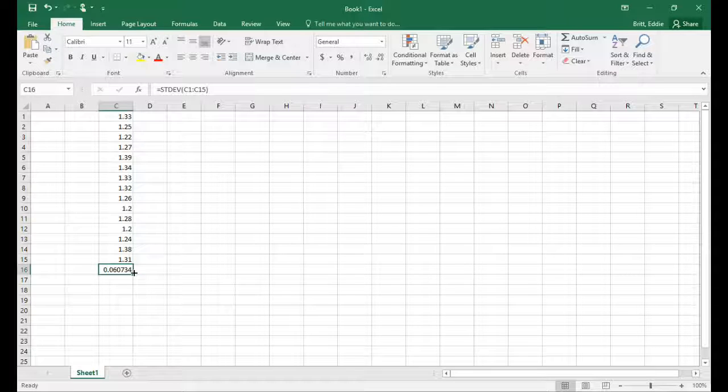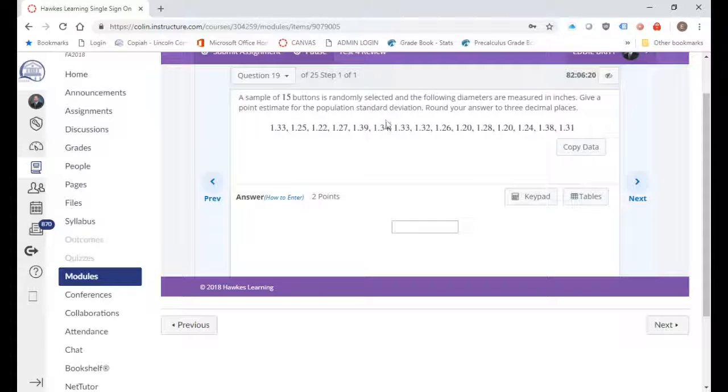Now if you do it out by hand, it's going to take a while. If you do it in a calculator, it doesn't take very long. Once you figure out Excel and you get it to do what you need it to do, it's pretty quick. So I didn't see how many decimal places it wanted us to round to. It says to 3 decimal places. So if I round that to 3 decimal places, I believe that was 0.061 because it was like an 07 there on the end.